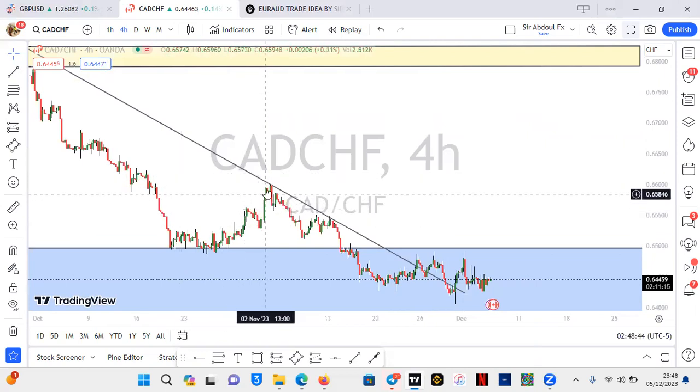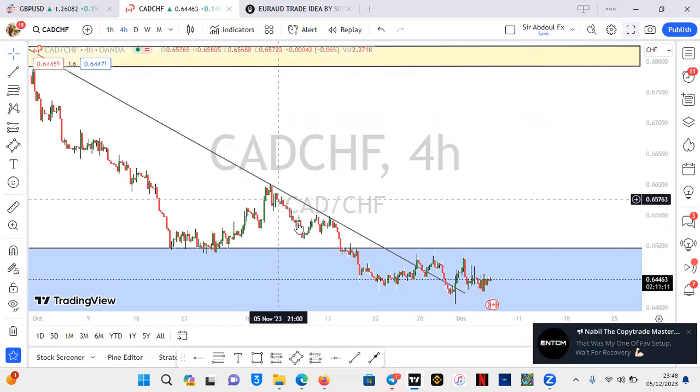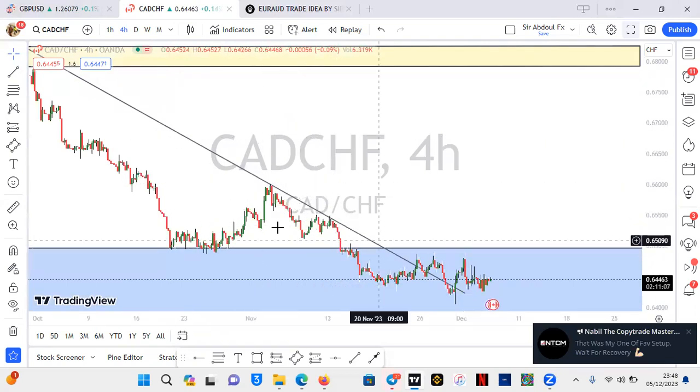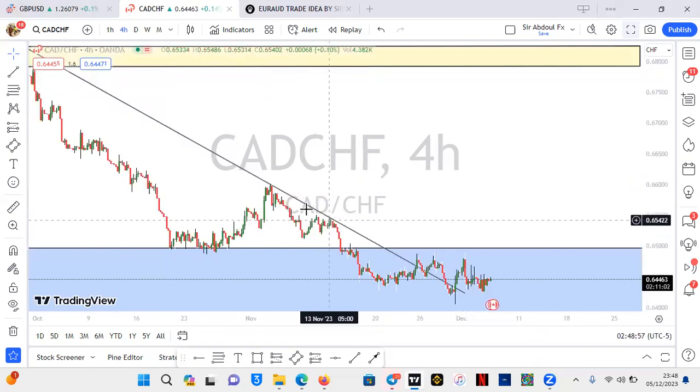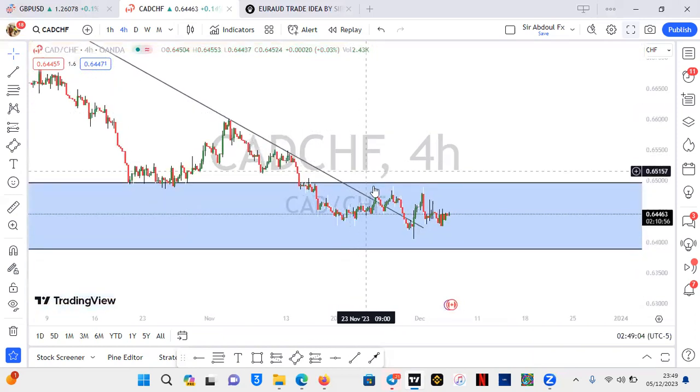So the market came to break the trend line, but it failed to come back. It's like it's just trying to break, but the sell is very strong. So that's why the buy failed to break the sell. So finally, the market continued pushing to the downside. But we can see around here, inside the major level, the market finally broke the trend line.